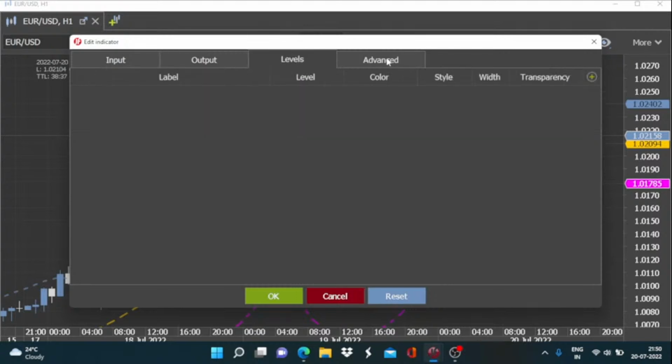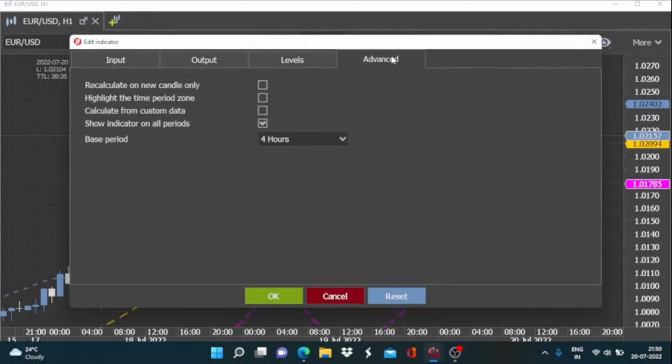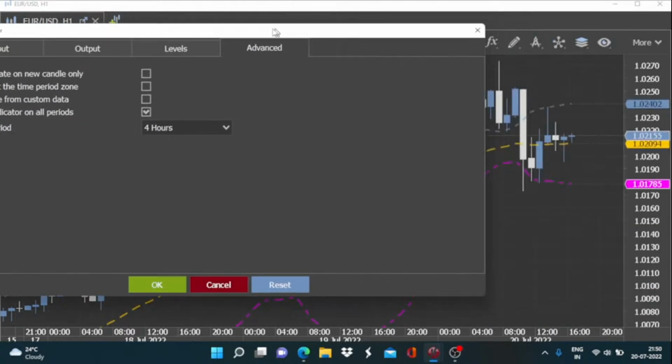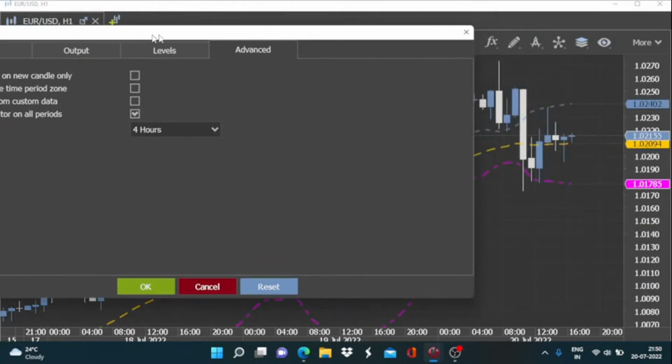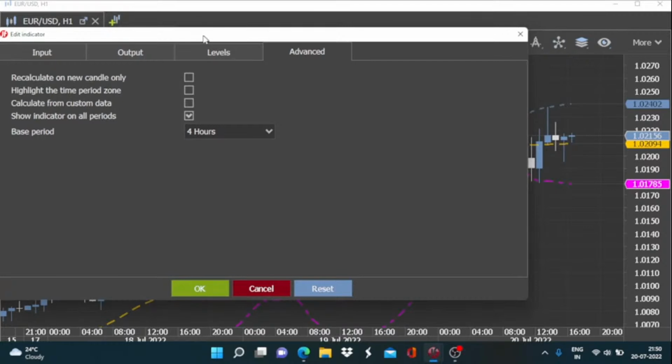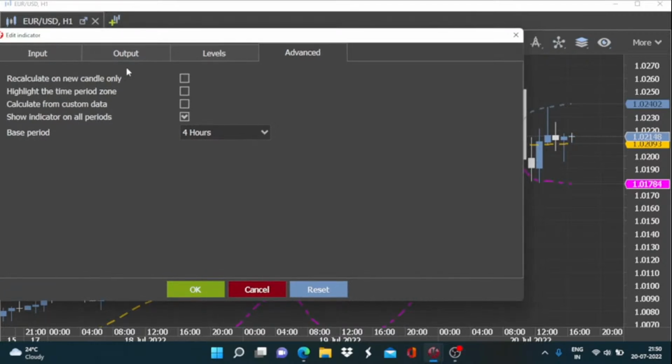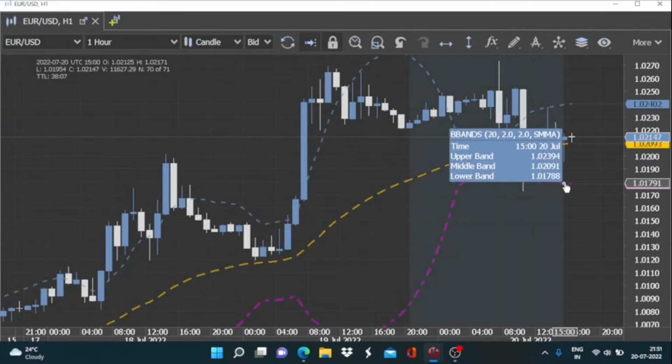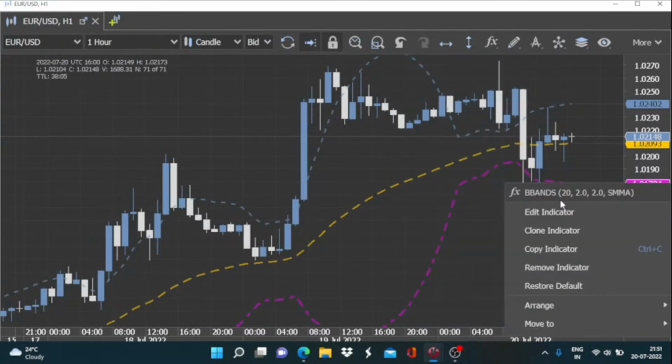Okay, now coming to the levels and some advanced options. If you want the recalculation of these three values, the lower band, upper band, and the middle band, to be done only when a new candle formation takes place, you have to check this box, and only then the new value will be defined and it will remain constant for the whole of the candle period. All right, then if you want the time period under consideration for the calculation to be highlighted, you can choose that option and it will be highlighted.